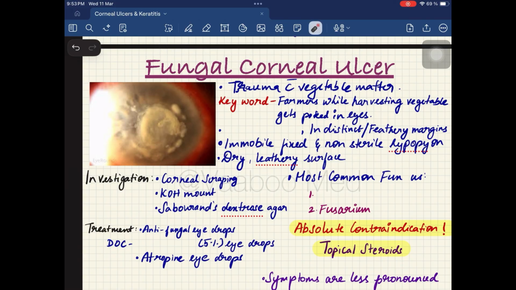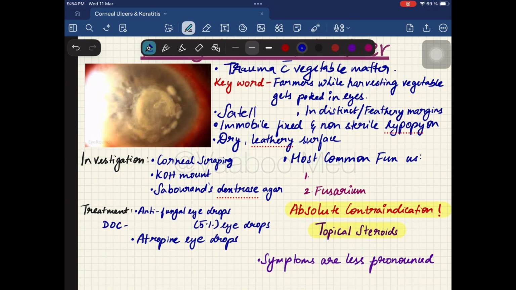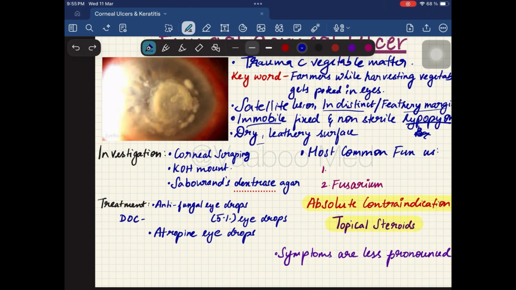Please look at the question very carefully. In the question, you can see keywords like a farmer while harvesting vegetables got poked in his eye, or a patient came to the ward with trauma from vegetable matter. Like that you can see in your question paper. Satellite lesions are seen. Indistinct feathery margin. It is immobile and fixed, a non-sterile hypopyon. In bacteria, we saw a sterile hypopyon, and here it is non-sterile. And it has a dry leathery surface.